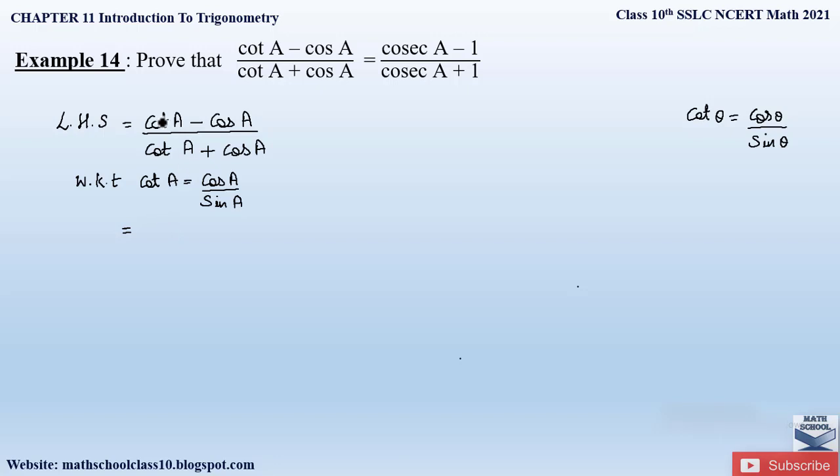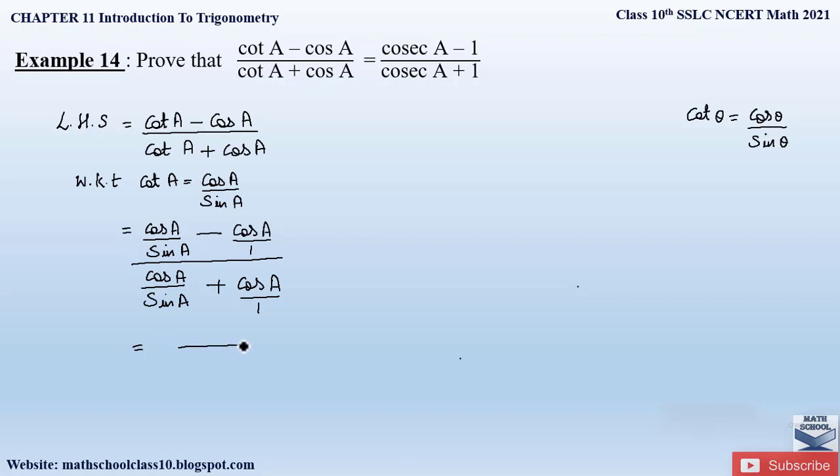So we will get, instead of cot we are writing cos A divided by sin A minus cos A, the whole divided by, again we have cot A, so we will substitute cot A as equal to cos A divided by sin A plus cos A. Now in the numerator and denominator we will take LCM. Since here cos A divided by sin A and cos A divided by 1, the LCM is going to be sin A. Sin A into 1 is sin A. That is the LCM in the numerator.